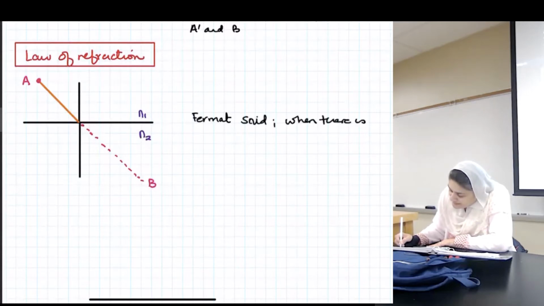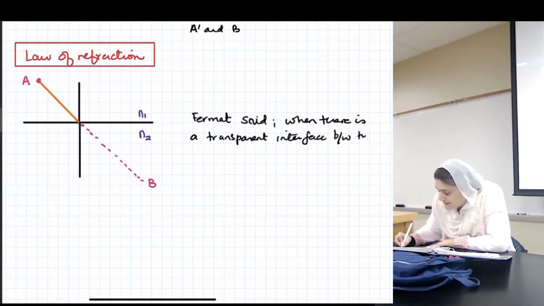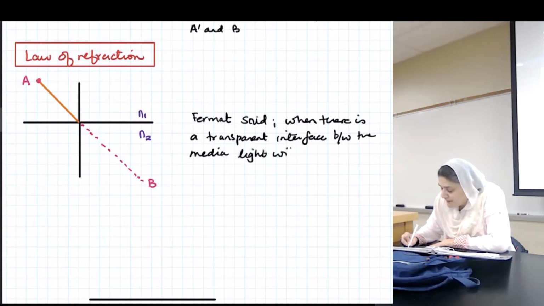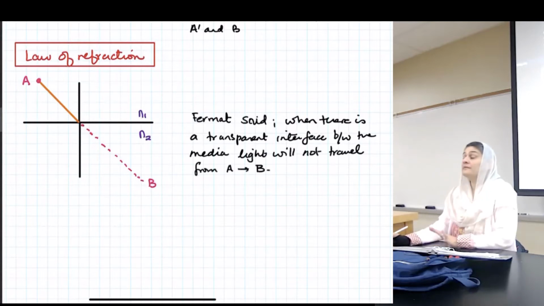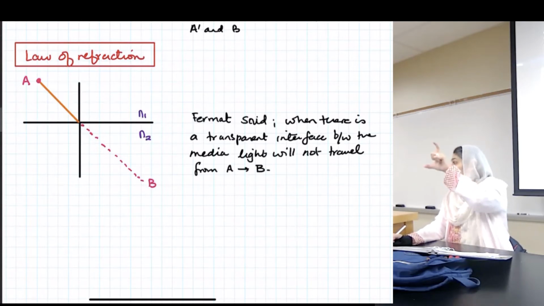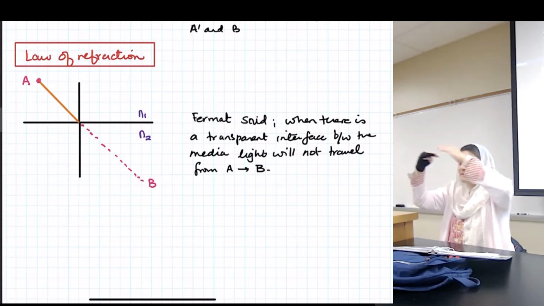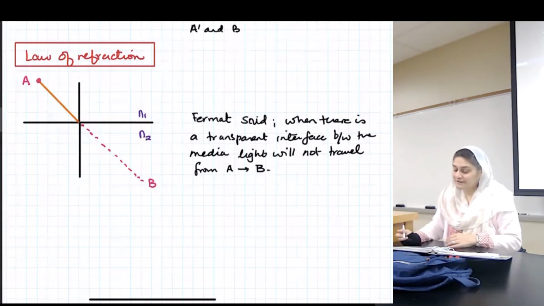when there is a transparent interface between the mediums, light will not travel from A to B. Technically, this would be the shortest path, right? In terms of distance, yeah, from point A to point B. But if you have a transmitting surface in the middle, light will not follow this path.